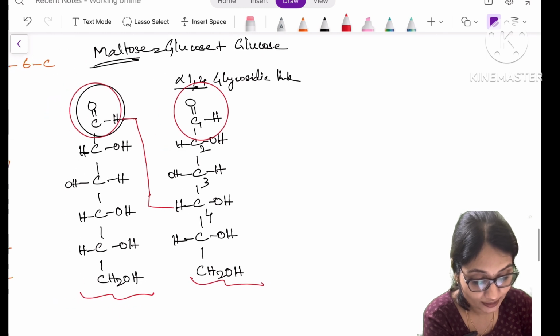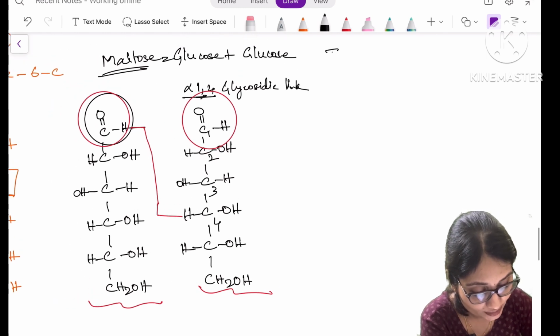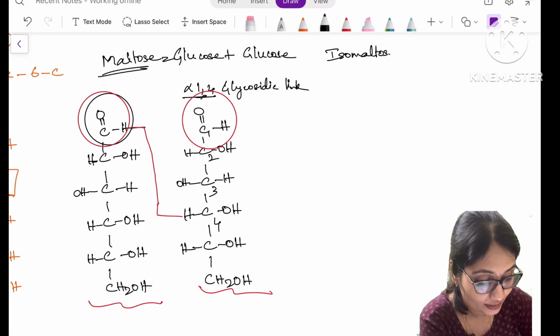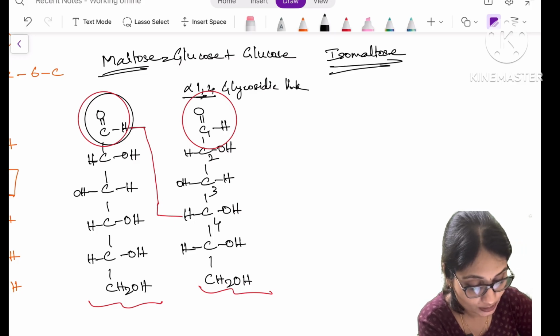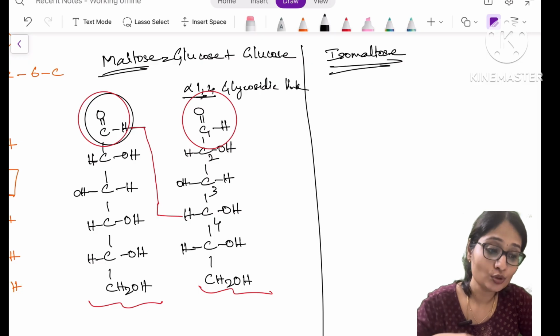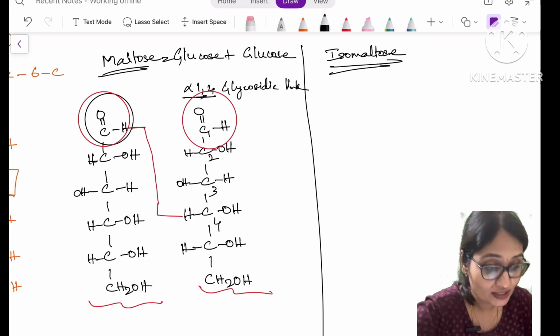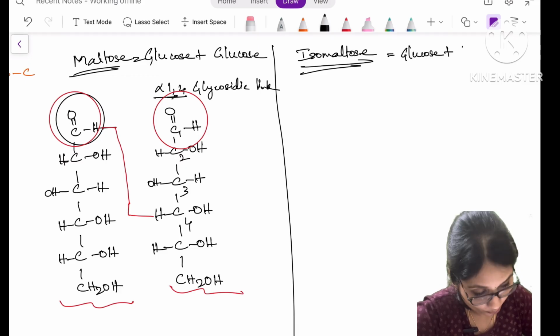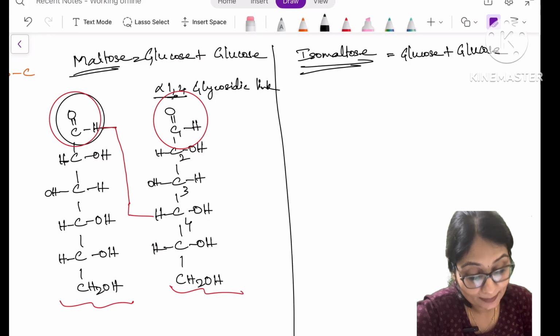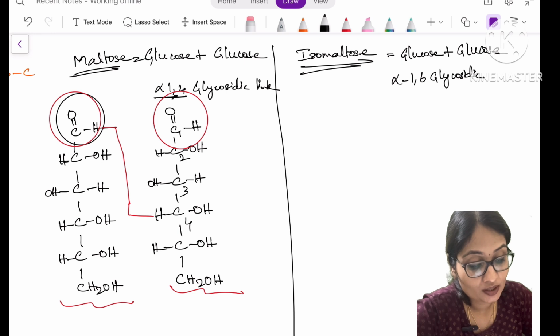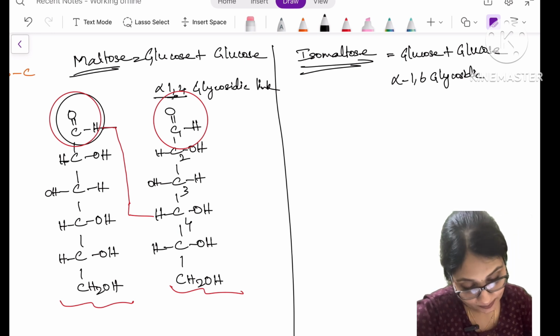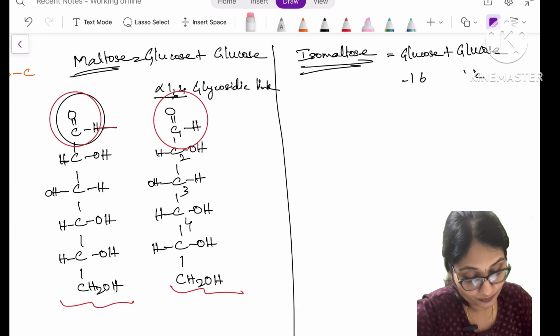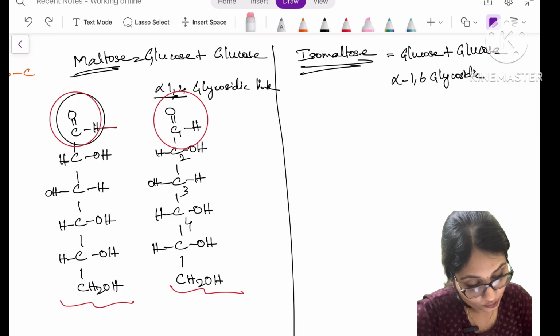Now let's talk about the next thing. It was isomaltose, right? So this isomaltose is also a disaccharide. So this is nothing but again glucose plus glucose, just like maltose, but here the bond involved is alpha 1,6 glycosidic linkage. I'm not going to draw this, maybe we'll just revise this bond here. So this is alpha 1,6 glycosidic linkage.